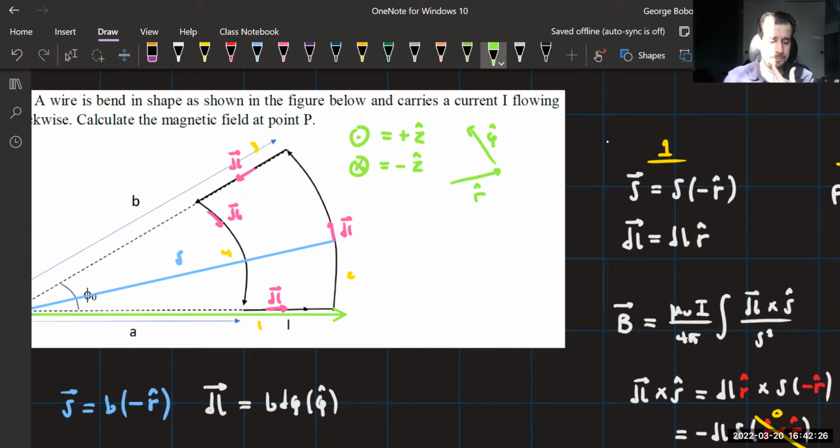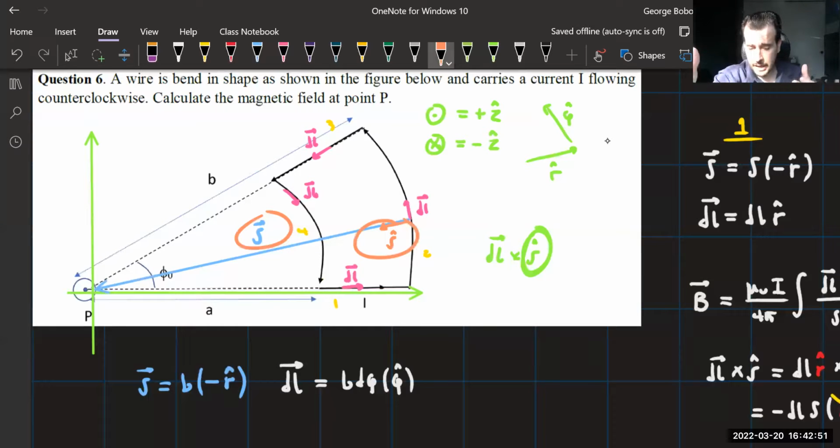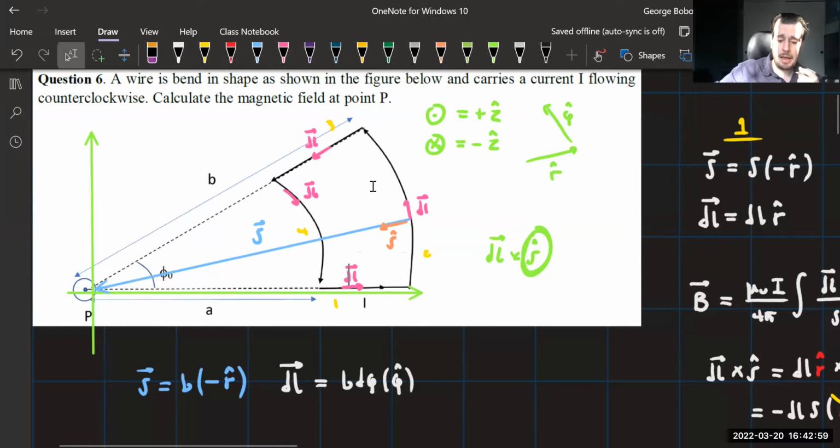Let's see what I mean here. We want to do dL crossed with r-hat right now. Obviously, the unit vector of R is going to be directed along its parent here. The parent is the big one and the unit vector is the small one, the orange. Fair enough. So I want to take the cross product between these two.